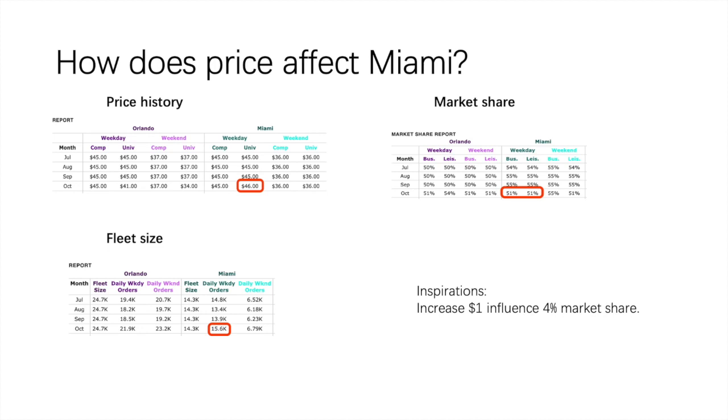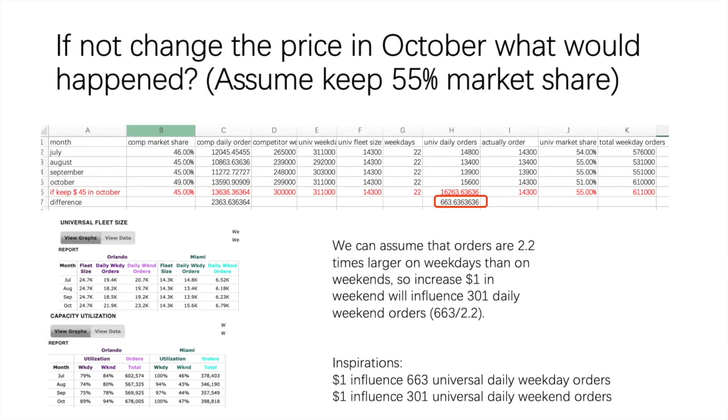Let's take a look at the universal rent car in Miami. The $1 price increase in October still led to an increase in orders, but it lost 4% of the market share. So we can assume that if we keep the original price, there will be more orders. So we can calculate the difference between the price increase and the original price. The final result shows the relationship between prices and orders.